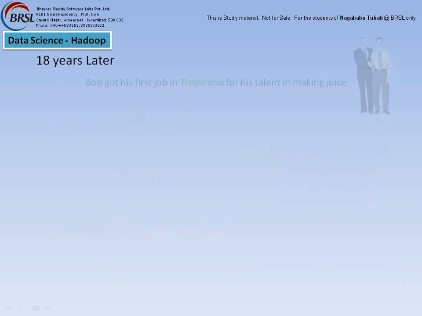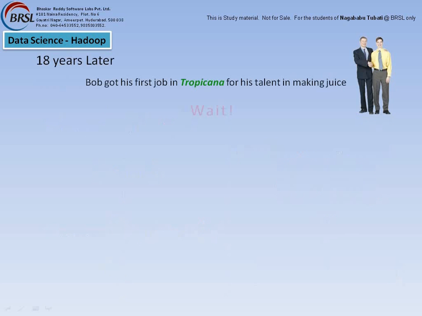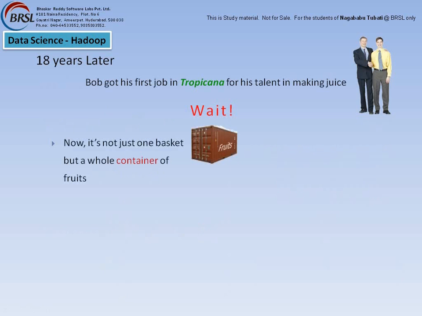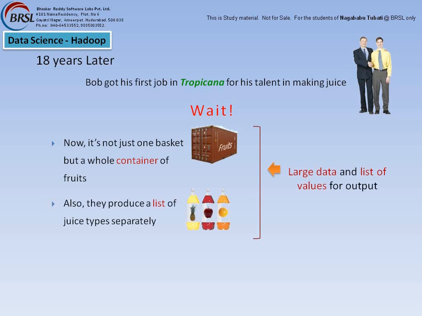Eighteen years later, Bob got his first job in the Tropicana company for his talent in making juice. But the problem here is, it is not just one basket of fruits, but a whole container of fruits. Also, the company is producing a variety of juices separately. So here we have large data and a list of values for producing the output. But the problem with Bob is, he had only one knife and one blender.